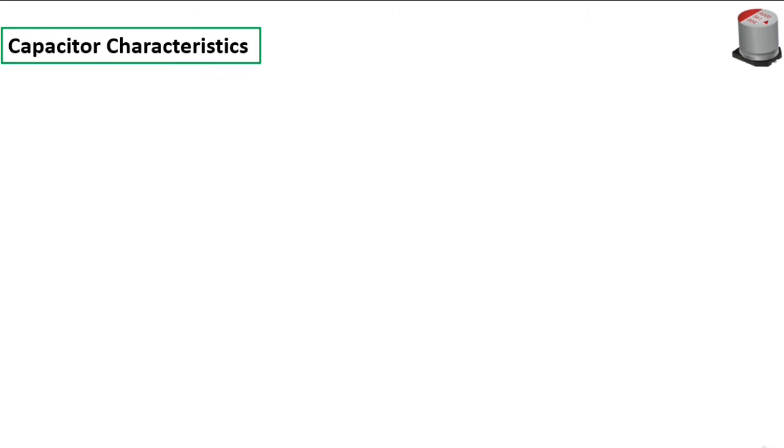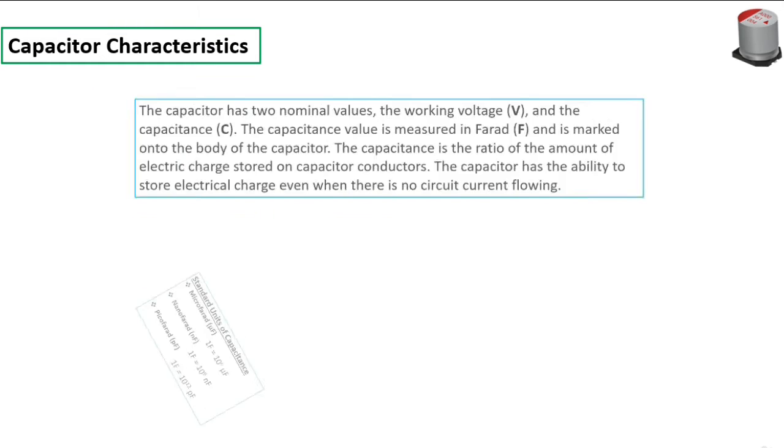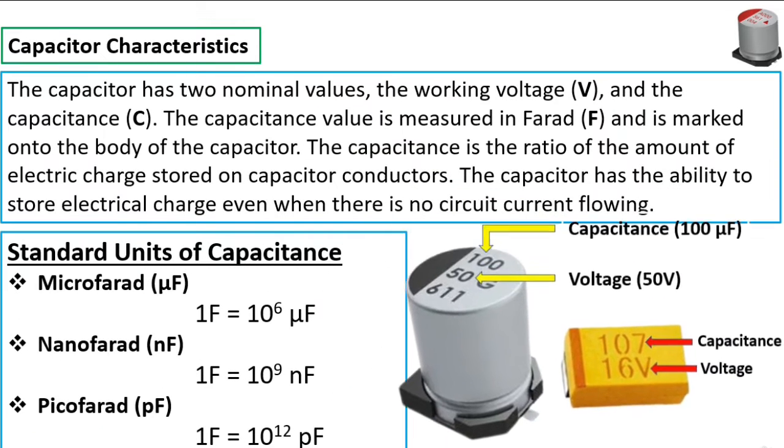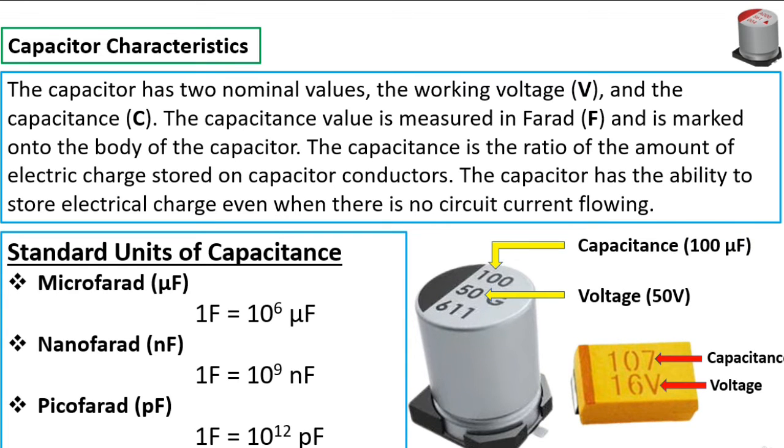So now let's see the characteristics of a capacitor. The capacitor has two nominal values, the working voltage V and the capacitance C. The capacitance value is measured in farads, F, and is marked onto the body of the capacitor. The capacitance is a ratio of the amount of electric charge stored on the capacitor conductors. The capacitor has the ability to store electrical charge even when there is no circuit current flowing.